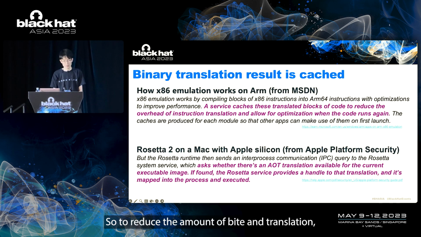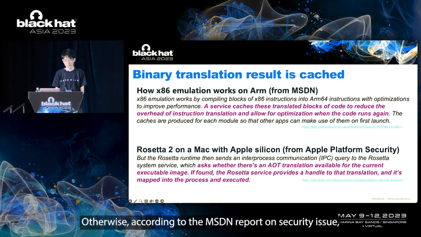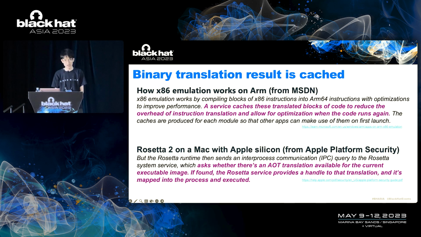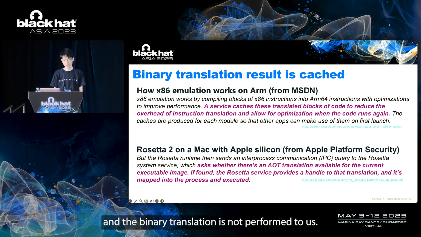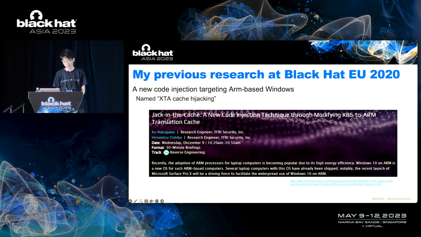So to reduce the amount of binary translation, these two technologies cache the binary translation result as files. According to MSDN or Apple Platform Security, if you run the same application twice, the previous translation result is reused and the binary translation is not performed twice. This caching mechanism and binary translation cache files can be abused.